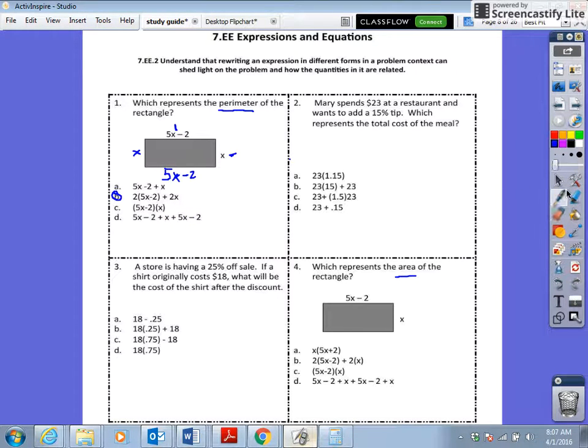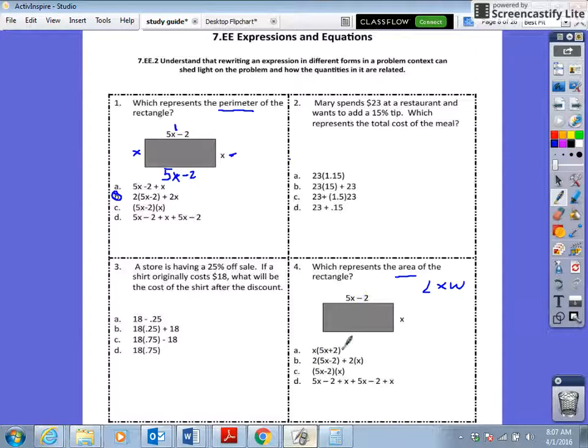Okay. If we come over here, you know what? Let's go ahead and skip down to number 4 because they're so similar. Which represents the area of the rectangle? Now we know the area is length times width. So we have length and we have width. So which one of these shows this times this?